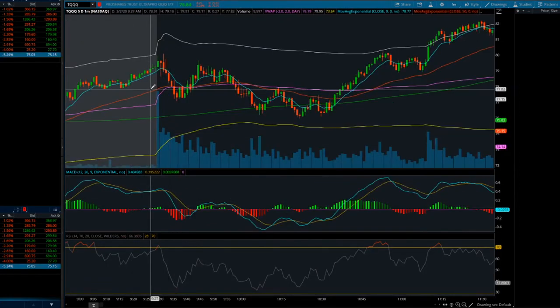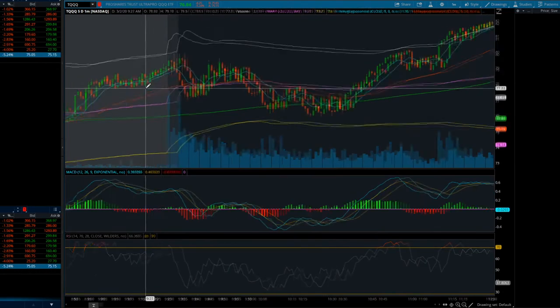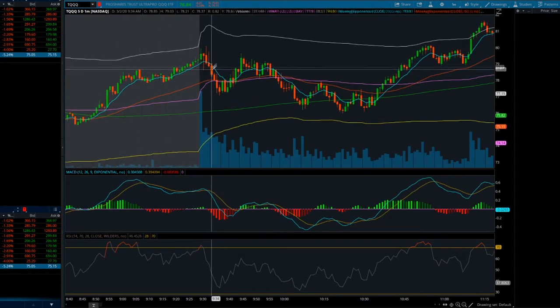So here's a little bit of another example. Definitely not as good of an example. This is a little bit more of a flag in my opinion, but we're trading up in the morning. Right at the open, we start to turn downwards.